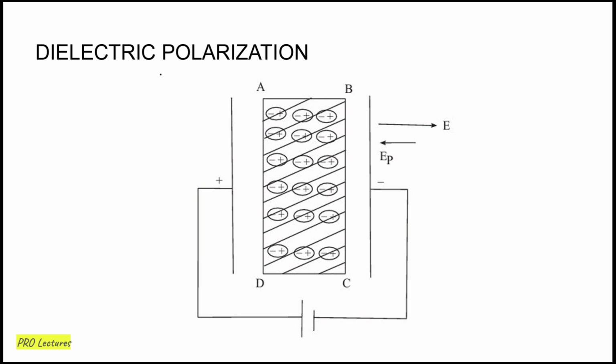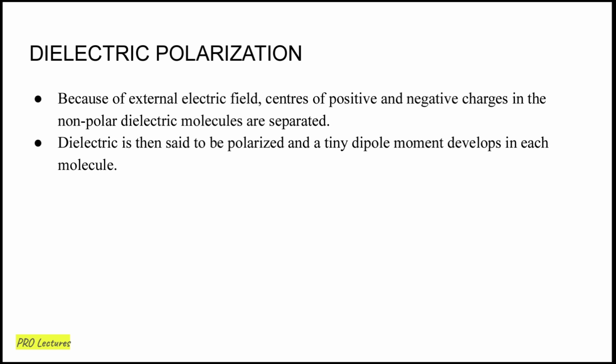So, how do dielectrics behave when placed in an electric field? Let's look at what happens when a non-polar dielectric is placed in an external electric field. When a non-polar dielectric is placed in an external electric field, the center of positive charge in each molecule is pushed in the direction of the field and the center of negative charge is displaced in the opposite direction. Because of the external electric field, centers of positive and negative charges in the non-polar dielectric molecules are separated. The dielectric is then said to be polarized, even though the molecule was initially non-polar.